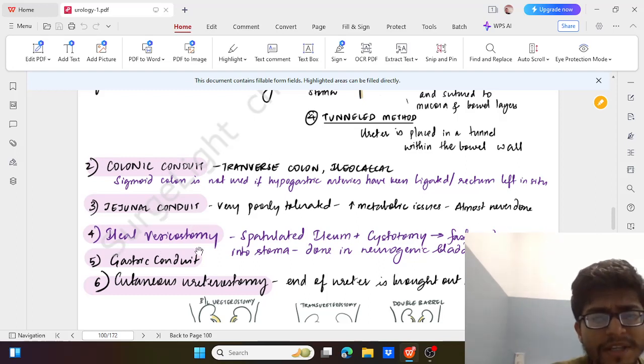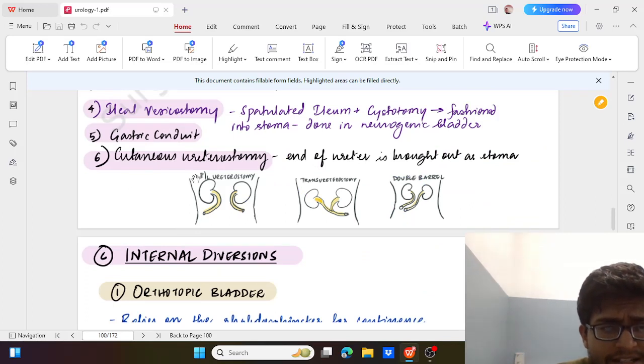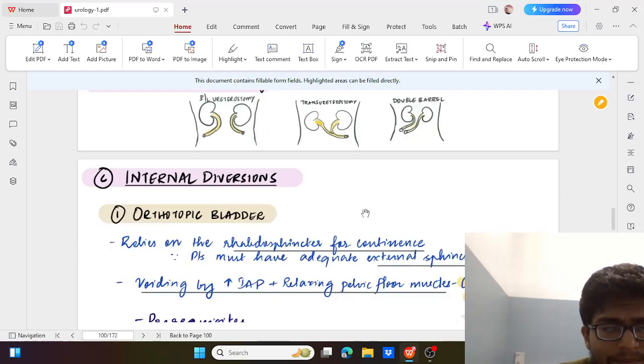Ileal vesicostomy is done with spatulated ileum with a cystostomy fashioned into a stoma, done in case of neurogenic bladder. Then gastric conduit, and lastly the cutaneous ureterostomy, where the end of the ureter is brought out directly as a stoma. So there could be bilateral ureterostomy, transureterostomy, and double barrel.